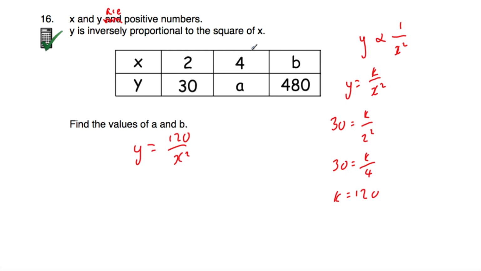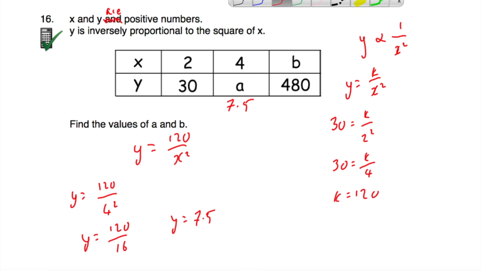Okay, so let's start off by finding the value of a. So whenever x is equal to 4, we're going to get that y is equal to 120 over 4 squared. And 4 squared is 16, so y is equal to 120 divided by 16. And 120 divided by 16 is equal to 7.5. So that means that a is equal to 7.5.